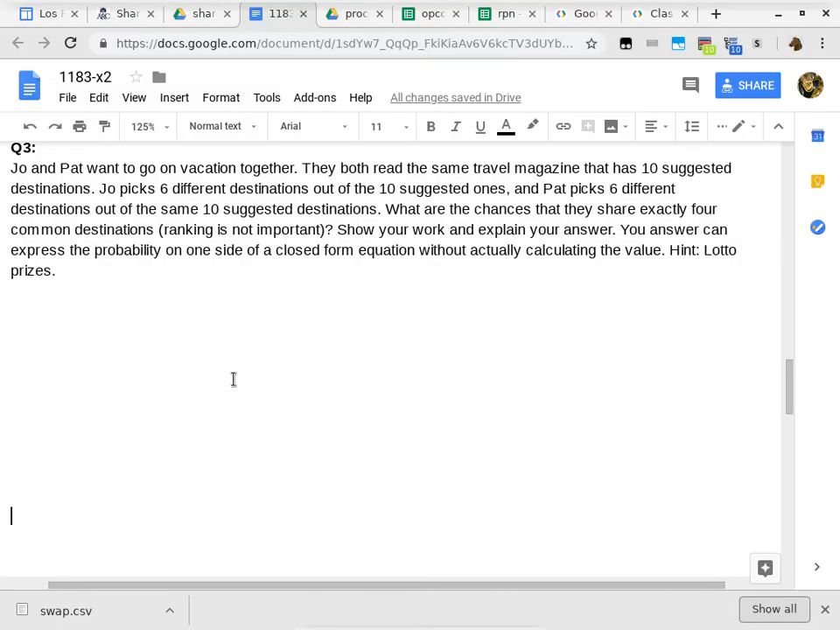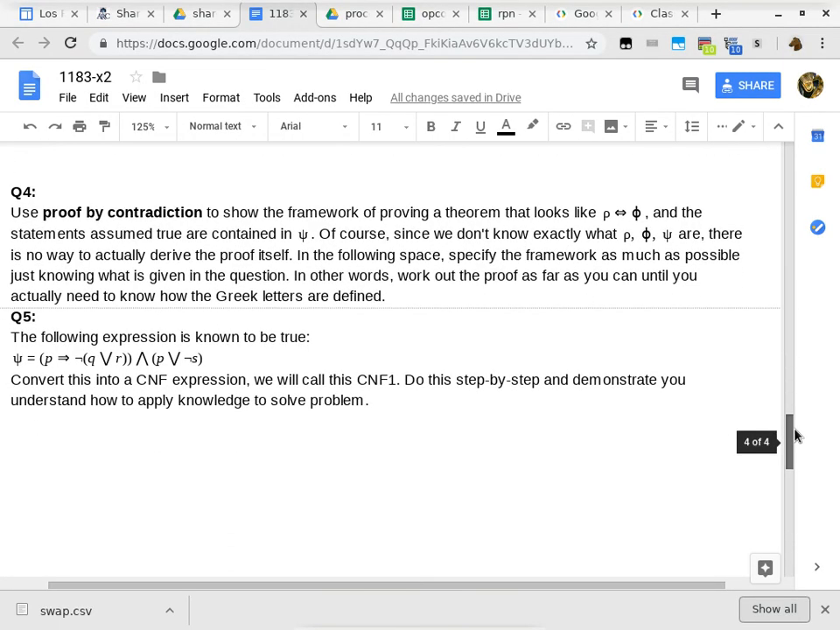All right. So that's question number 3. And here comes question number 4. Question number 4 is proof by contradiction, which we first encountered when we talked about resolution stuff, okay? So in this case, it is a template. I'll have to read this question really carefully because I think last semester there were a lot of questions about, okay, what is it really asking me? So use proof by contradiction to show the framework of showing a theorem that has this particular template.